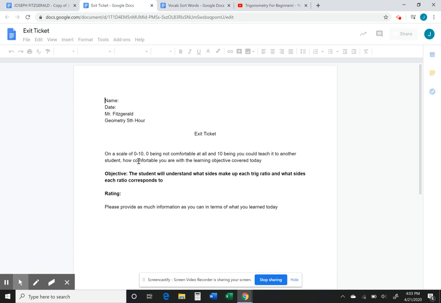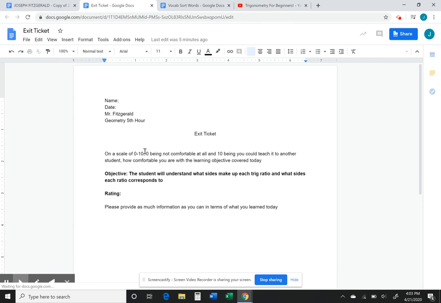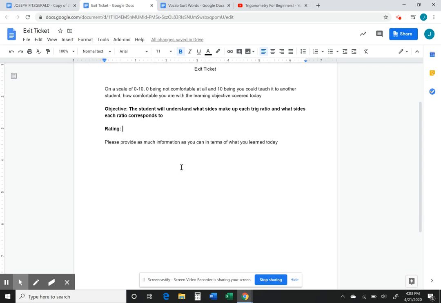And this is my exit ticket, asking them on a scale of 0 to 10, 0 being not comfortable at all, and 10 being you could teach it to another student, how comfortable are you with the learning objective covered today? And then this is the objective, so they could put anything from a 0 to 10, telling me how comfortable they are. And then I want them to provide me as much information as they can of what they learned today, so I can see how much they're able to take away.